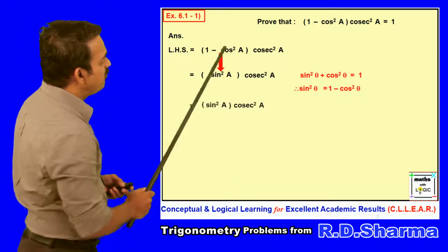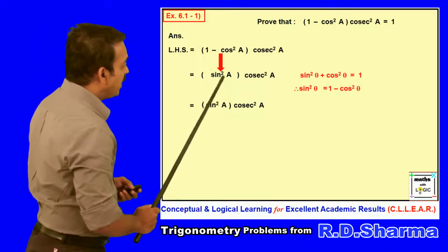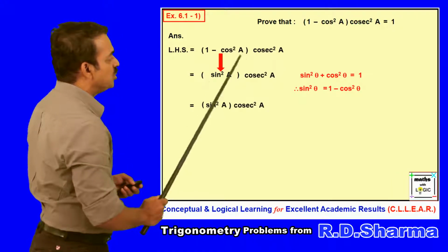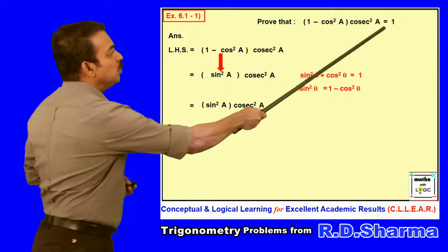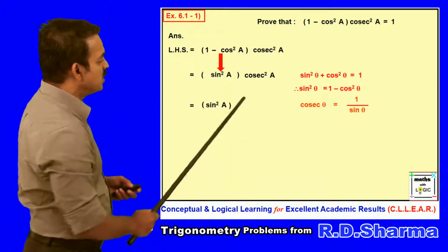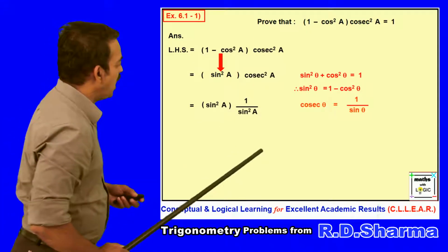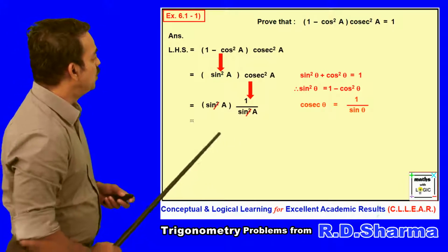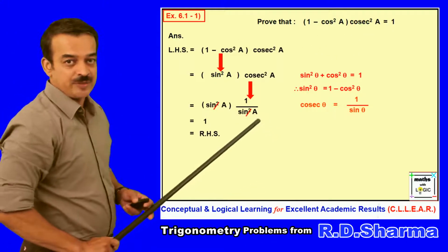And as I said before, this is replaced by sine square A and they are the reciprocals of each other. So we are already aware that the product should be equal to 1. So replacing cosec square A as 1 upon sine square A, and then simplifying, I get the answer to be equal to 1, which is equal to your other side, that is RHS.